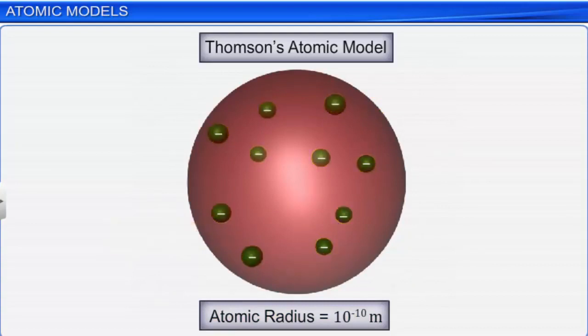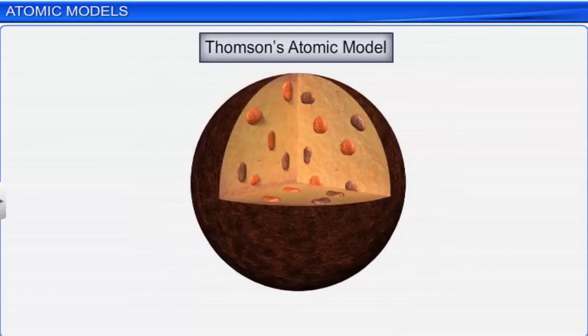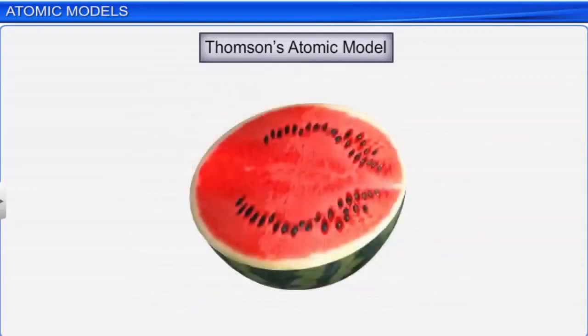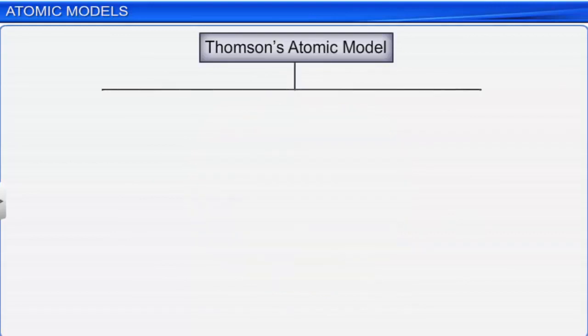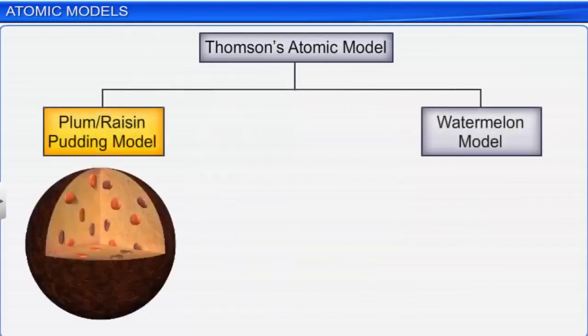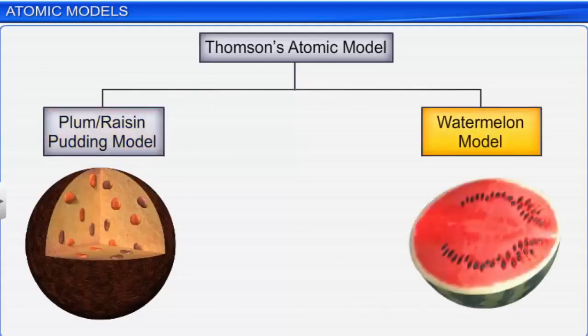In this model, the negatively charged particles that are embedded in evenly spread positive charge can be visualized as plums or raisins or seeds that are embedded in a pudding or watermelon. Therefore, this model is also called plum pudding, raisin pudding, or watermelon model.